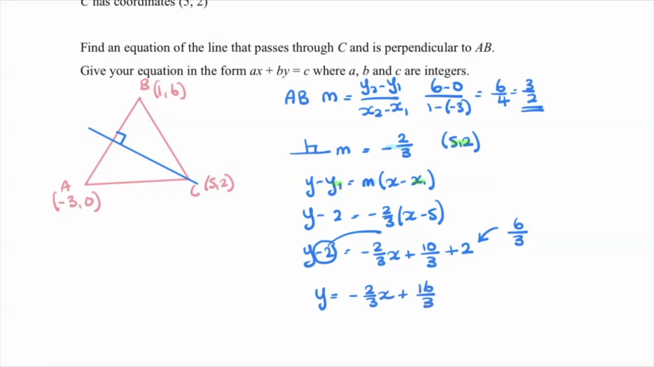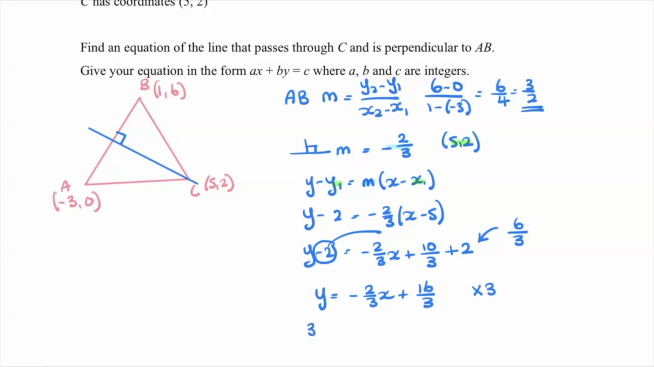When I go back up to the actual question and look at that last line, it says, give your equation in the form ax plus by equals c. So I need my x value to be on the left-hand side. And I'm also being told that my a, b, and c are integers. Now, I actually have fractions at the moment, so I need to sort that out. If I times everything through by 3, it will cancel out those fractions.